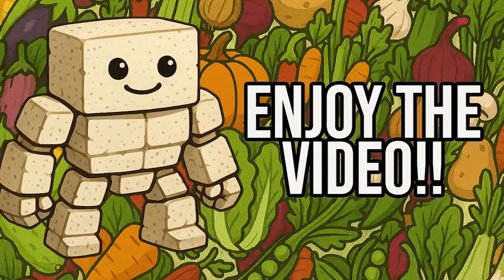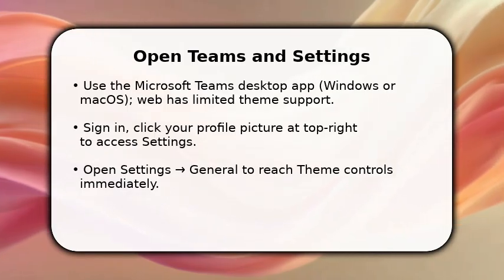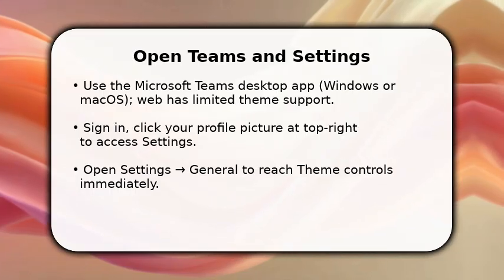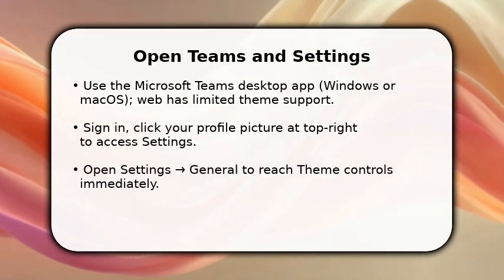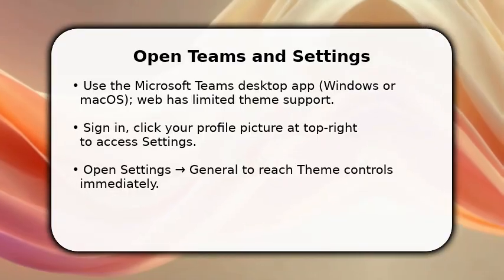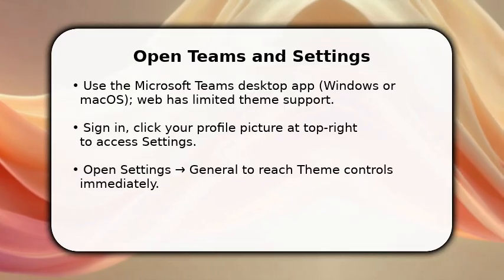Please enjoy the video. You need the Desktop Teams app and a signed-in account. Once you have that, open Teams and click your profile picture at the top right. From the drop-down, choose Settings, then General. This is the earliest actionable step. You're directly where theme controls live. Make sure the app is updated so the options appear. If you aren't seeing General, check that you aren't in the web client.